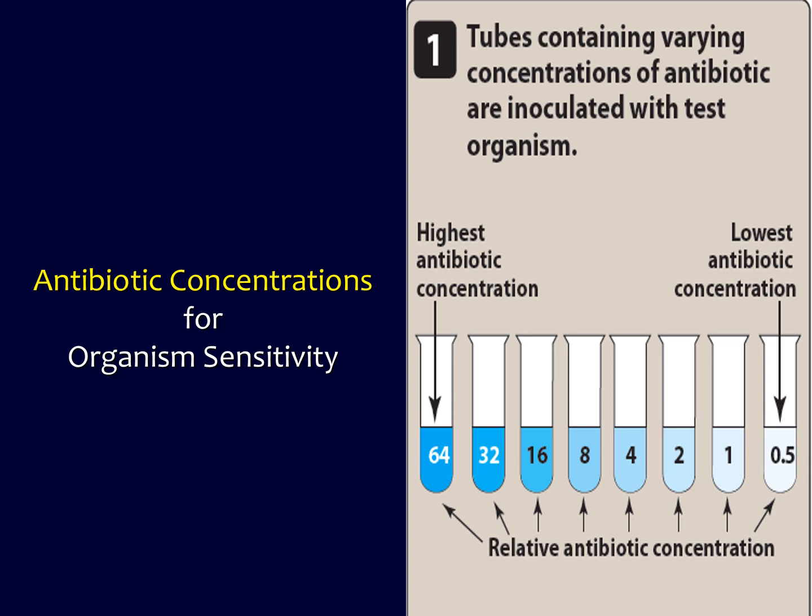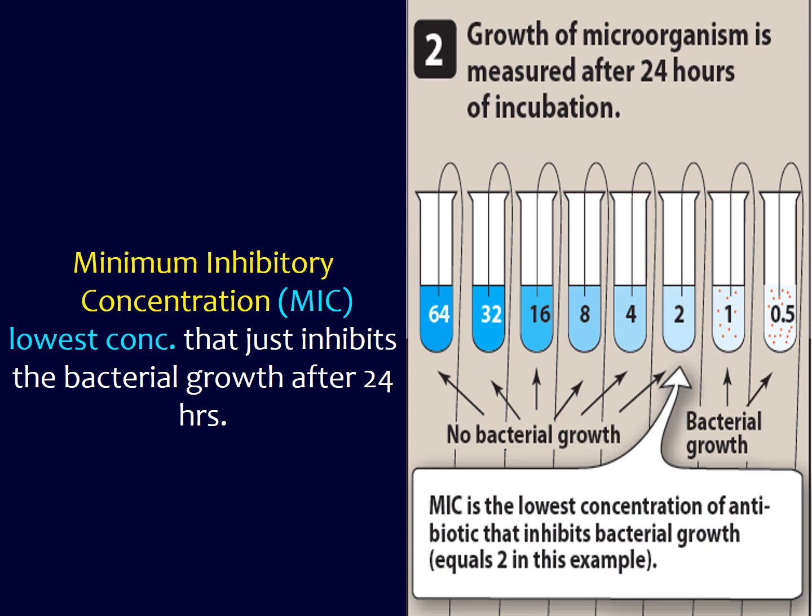Here the organism is inoculated and we check the growth of the microorganism. Now growth of microorganism is measured usually after 24 hours of incubation. From here we calculate the minimum inhibitory concentration, MIC abbreviation is used for that. So actually this is the lowest concentration that just inhibits the bacterial growth after 24 hours. In this diagram we see in the first two concentrations, 0.5 and 1, there is bacterial growth, but when the concentration is 2, that is the lowest concentration, the MIC is equal to 2. So 2 is the minimum concentration that has inhibited the bacterial growth after 24 hours. Here the MIC will be at the level 2. It may be 2 microgram or 2 whatever, so it's just an indication.